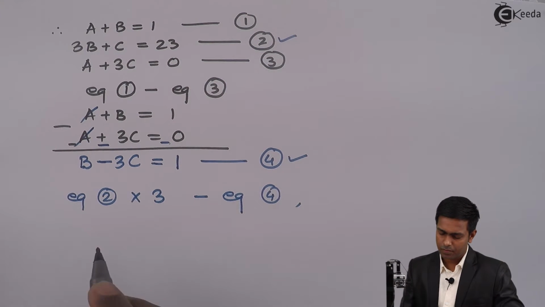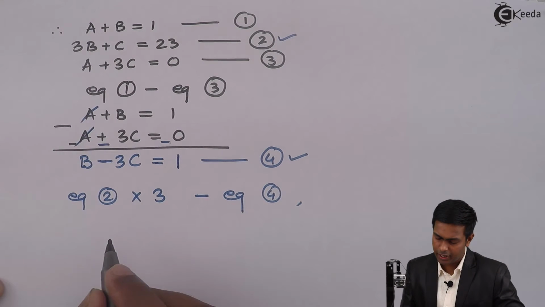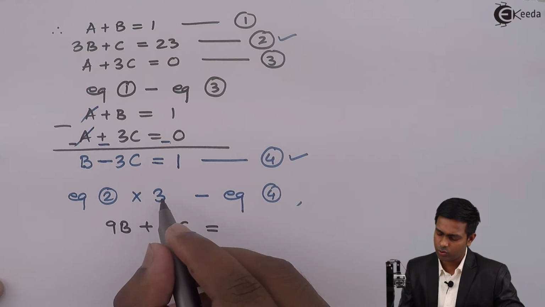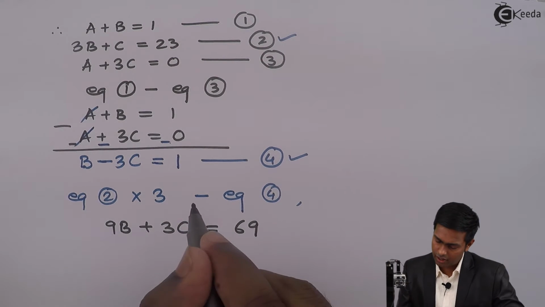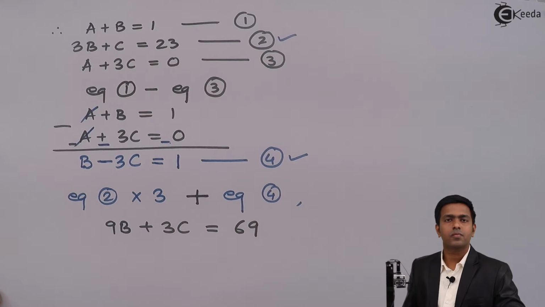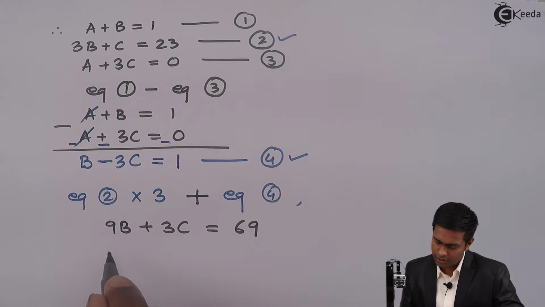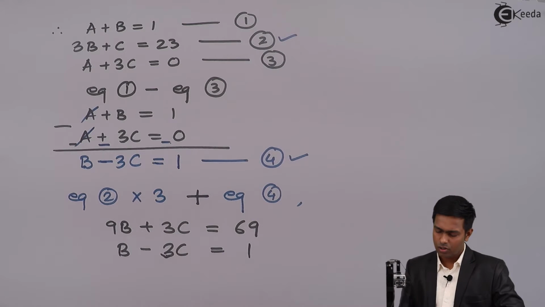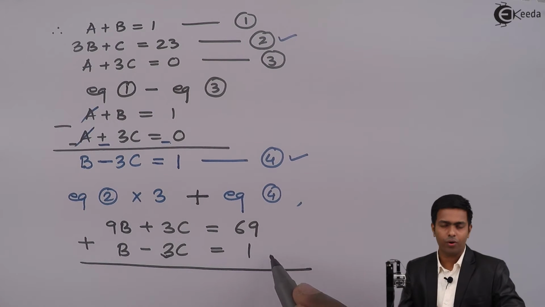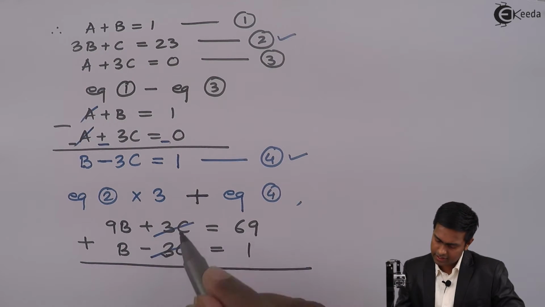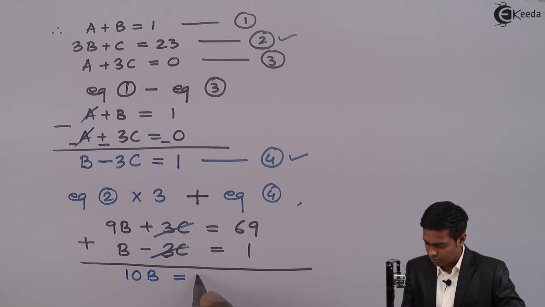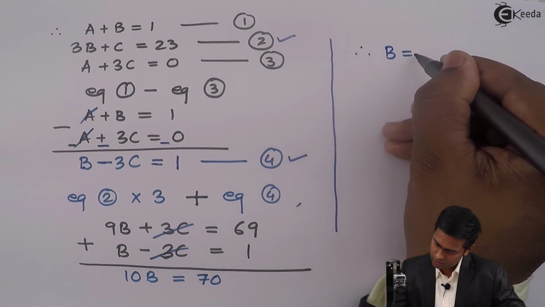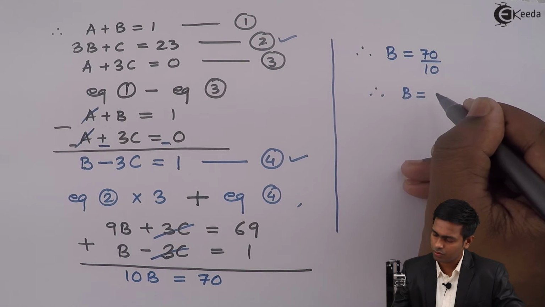So we'll get equation number 2 into 3, that is 3 into 3b, that is 9b, 3 into c, that is 3c, and 23 into 3, that is 69. And here we will not subtract, but we will add equation number 4. Equation number 4 is b minus 3c equal to 1. Now why are we adding? Because the signs are already opposite. So by adding equation number 2 and 4, we can cancel this minus 3c and plus 3c. Here we'll get 10b equal to 70, and therefore b equal to 70 by 10, so b is equal to 7.